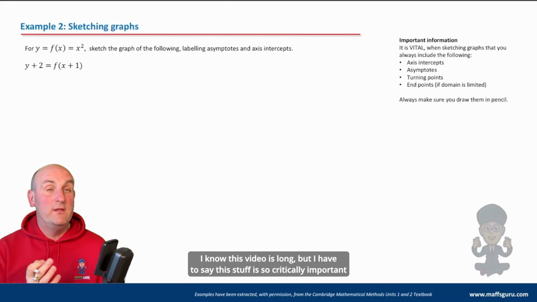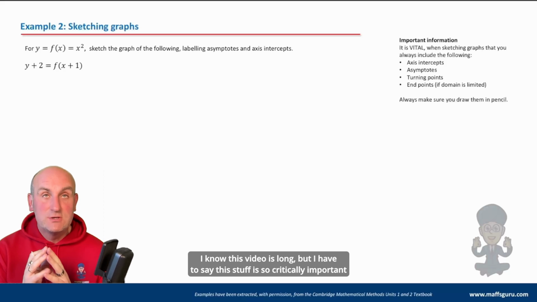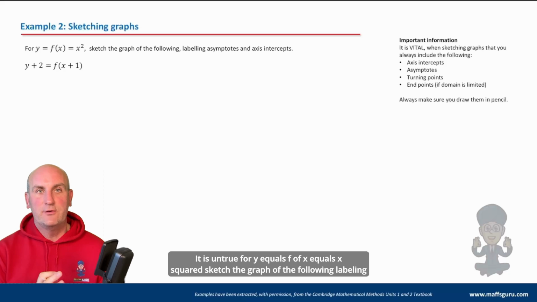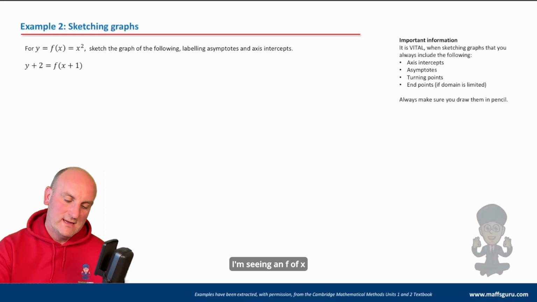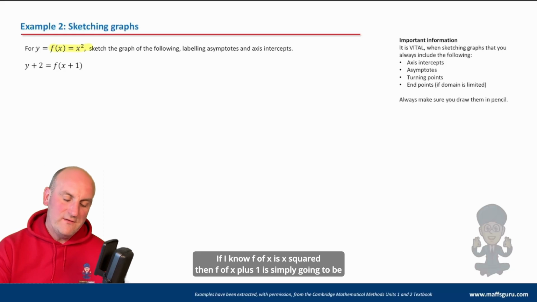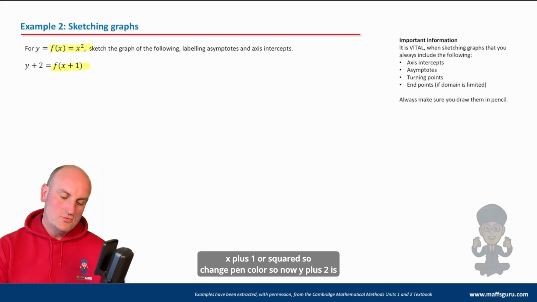Another example. I know this video is long, but I have to say this stuff is so critically important, it is untrue. For y equals f of x equals x squared, sketch the graph of the following, labeling asymptotes and y-axis intercepts. Y plus 2 is equal to f of x plus 1. Well, again, everywhere I'm seeing an f of x, if I know f of x is x squared, then f of x plus 1 is simply going to be x plus 1 all squared.